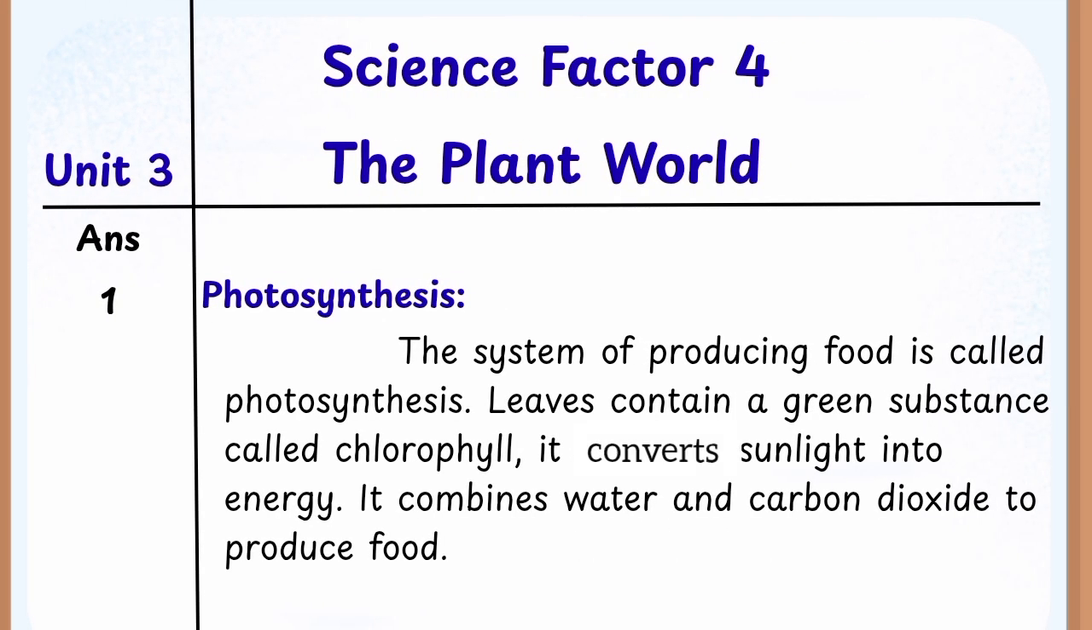Let's explain the first process, photosynthesis. The system of producing food is called photosynthesis. Leaves contain a green substance called chlorophyll. It converts sunlight into energy. It combines water and carbon dioxide to produce food.